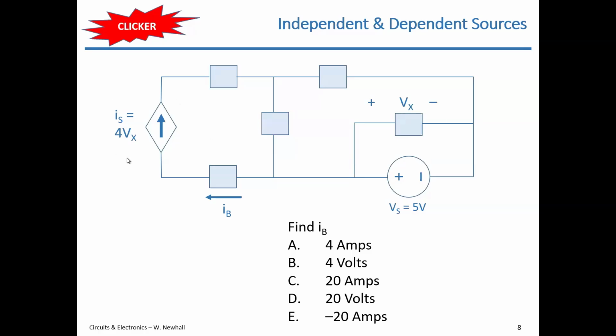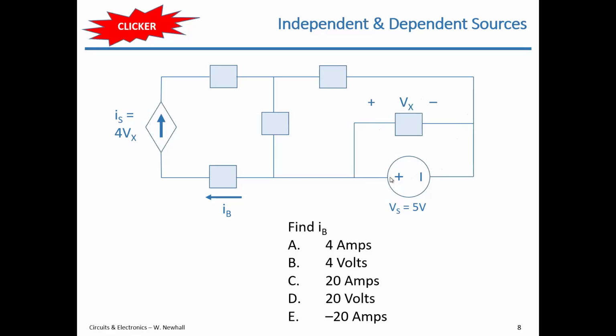So just to talk you through this a little bit, there's a relationship between IB and Is that you could see here. Is is dependent on Vx, and Vx is defined here across this circuit element. I'll call time on this. So we have a dependent current source whose current is 4 times Vx. We have to figure out what Vx is. Vx is the voltage across this circuit element, the voltage between these 2 nodes that I'm pointing at here, left and right of that circuit element.